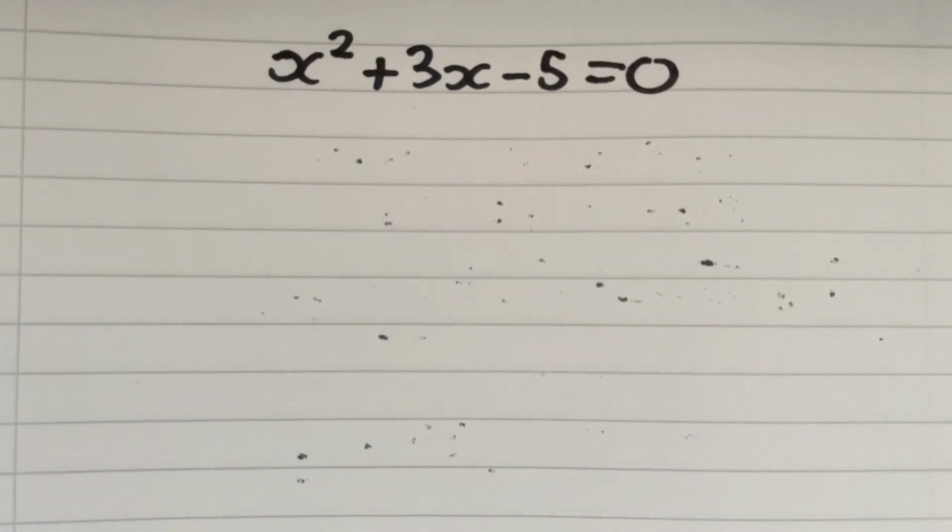Now here's a question for you to have a go at. In this question we have x squared plus 3x minus 5 equals 0. Can we find our 2 solutions for x? If you just want to pause the video for a moment and I'll go through it in just a second.